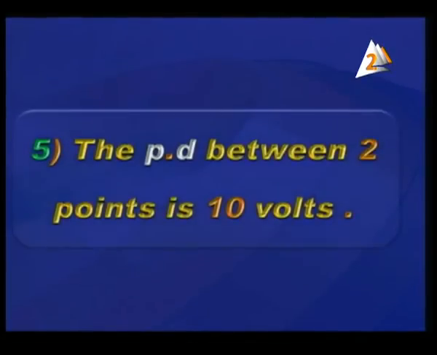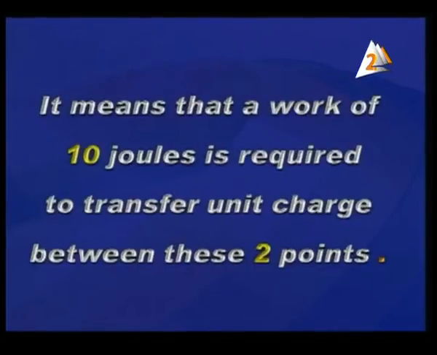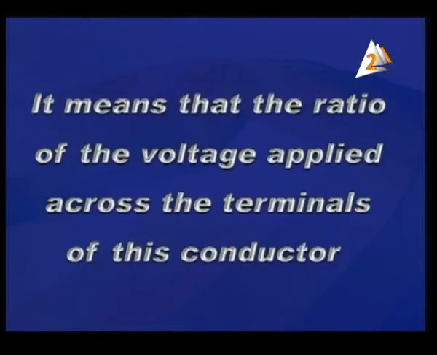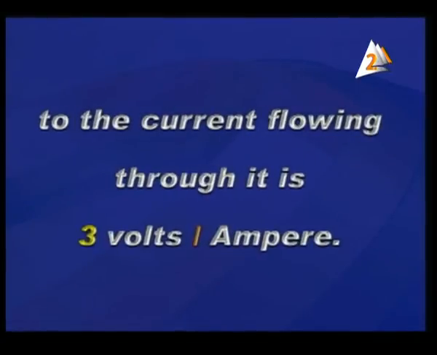What's meant by the potential difference between 2 points is 10 volts. It means a work of 10 joules is required to transfer unit charge, to transfer 1 coulomb between these 2 points. What's meant by the resistance of a conductor is 3 ohm. It means the ratio of the voltage applied across the terminals of the conductor to the current flowing, ratio between voltage and current, is 3 volt over ampere.